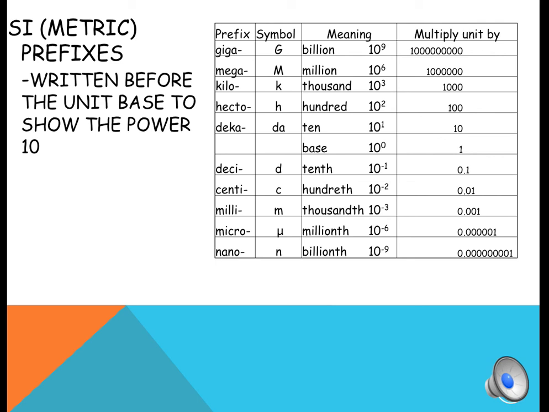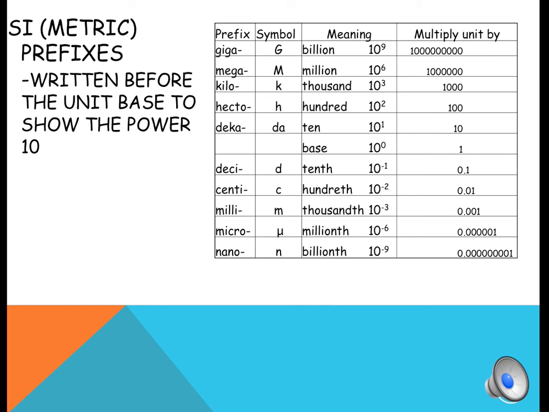So giga is a capital G representing billion or 10 to the 9th. Mega is a capital M representing million or 10 to the 6th. Kilo is a lowercase k representing 1,000 or 10 to the 3rd.